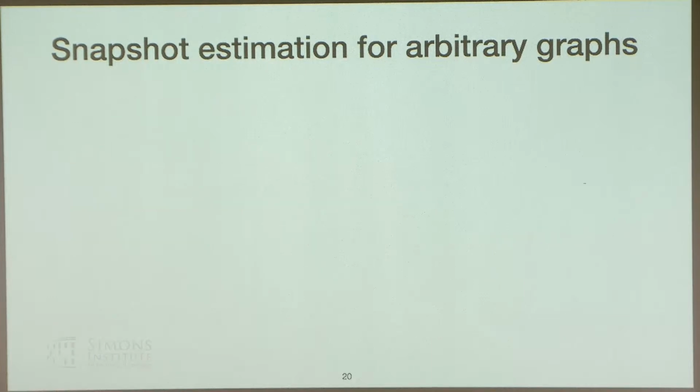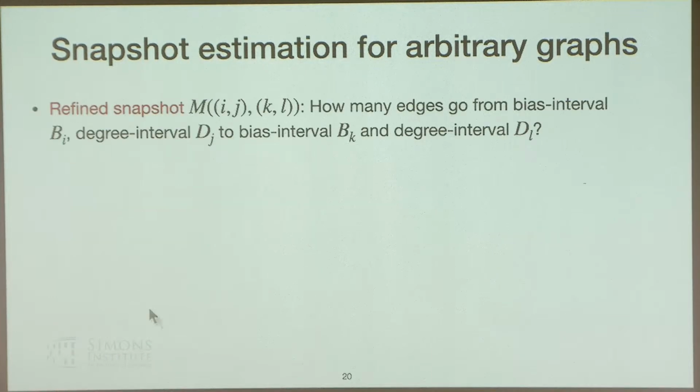So this is how we handle that issue. First of all, the snapshot that we now want to compute is this question. Originally, our question was how many edges go from some bias interval b_i to some bias interval b_k? Now we also have a refinement where you also put in the degree intervals. So you have a bias interval, degree interval, and you ask how many edges go from this bias interval, degree interval to another bias interval, degree interval.